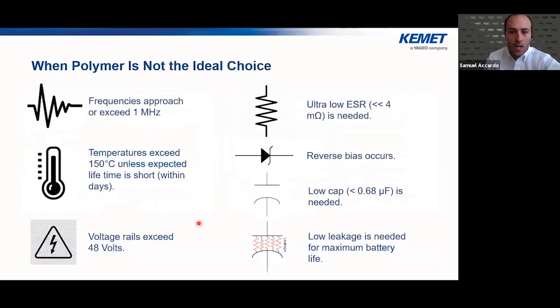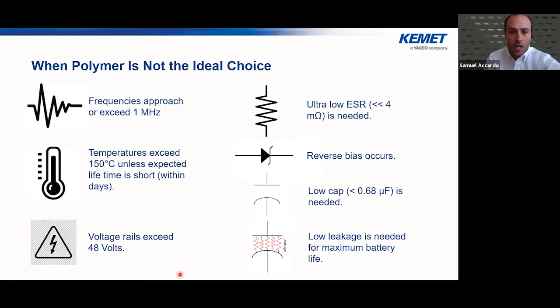When should you not use polymer? There's a few applications or conditions. The first is frequency approaching 1 megahertz. The second is temperatures exceeding 150 degrees C. And we do have 150 degrees C polymers, and we're actually working on higher temperatures now. So this might be outdated within the next year or two.